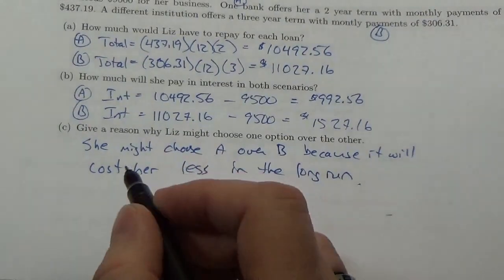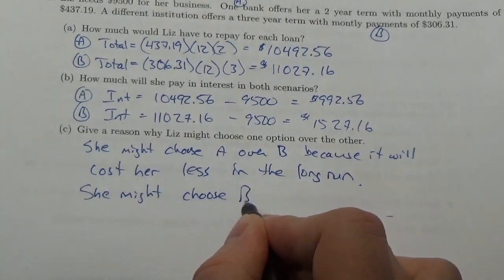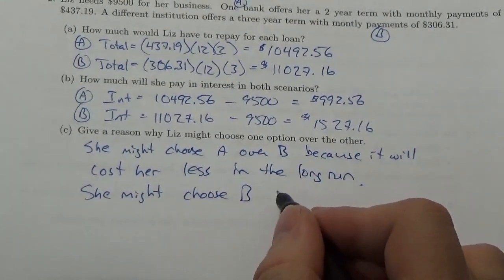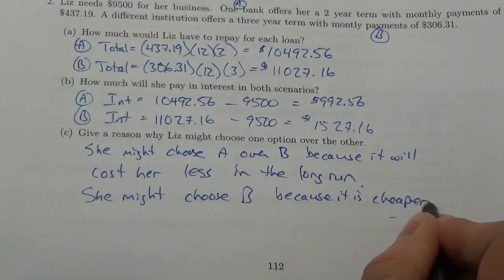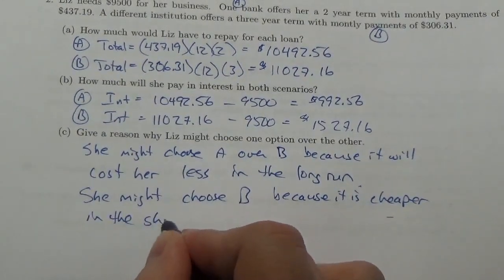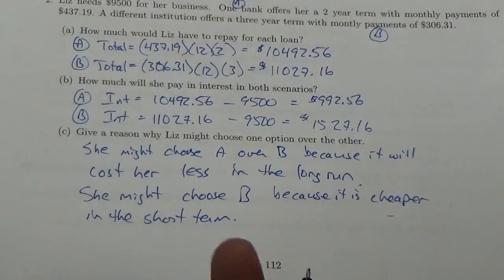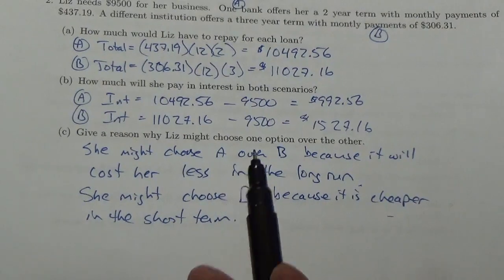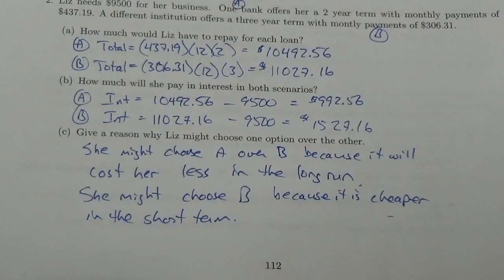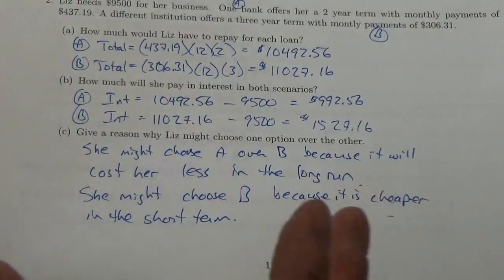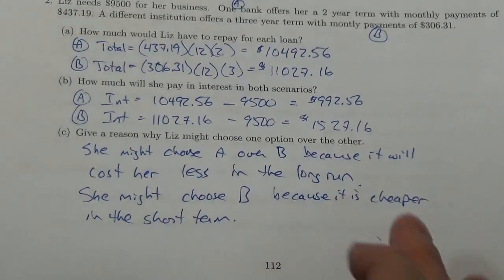So that's one consideration. However, she might choose B, even though it's going to cost her more in the long run. She might choose B because it is cheaper in the short term. Let's say she's starting her business here, but money's just not coming in as fast as she would like. Well, maybe she needs to negotiate a loan with a smaller monthly payment, even though she's going to pay more in the long run. It helps her to survive in the short term, in the here and now. So there are two different things to consider when you're looking for a loan.